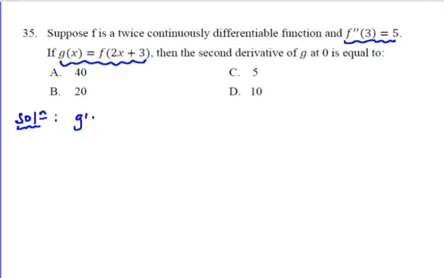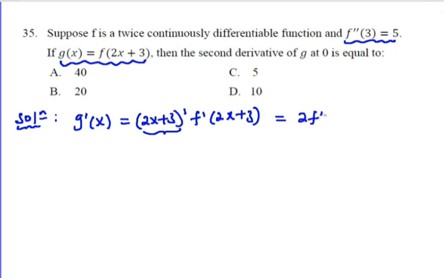So the derivative of g, using the chain rule for derivatives, is the derivative of 2x plus 3 times f prime at 2x plus 3. The derivative of 2x plus 3 is 2, so we get 2 times f prime at 2x plus 3. This is the first derivative of g.